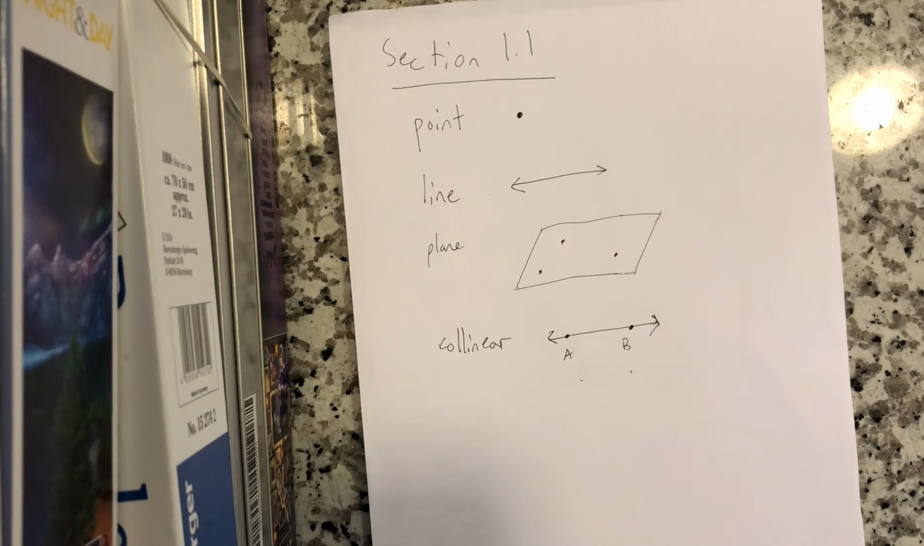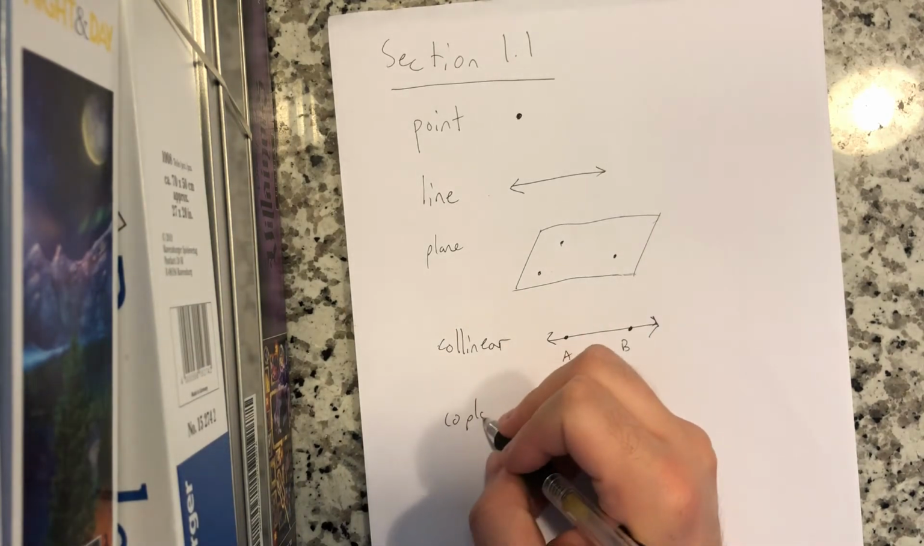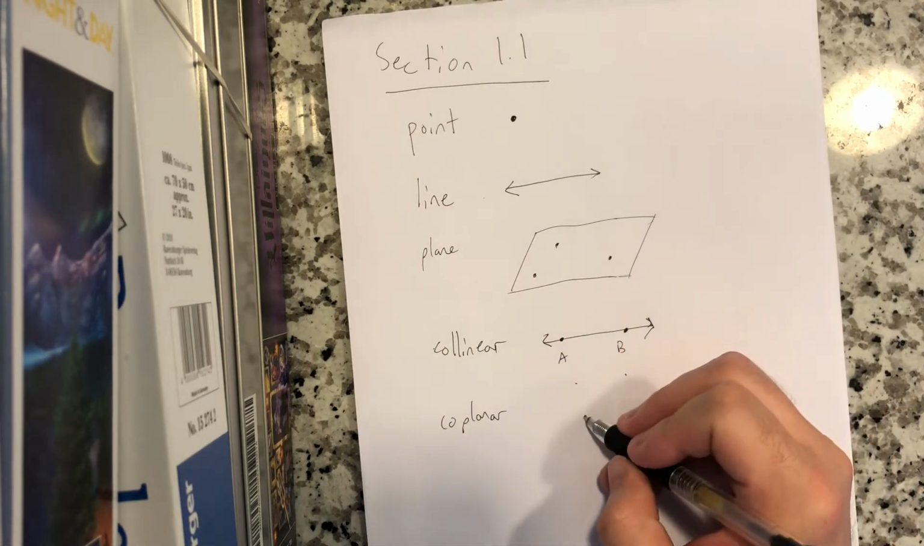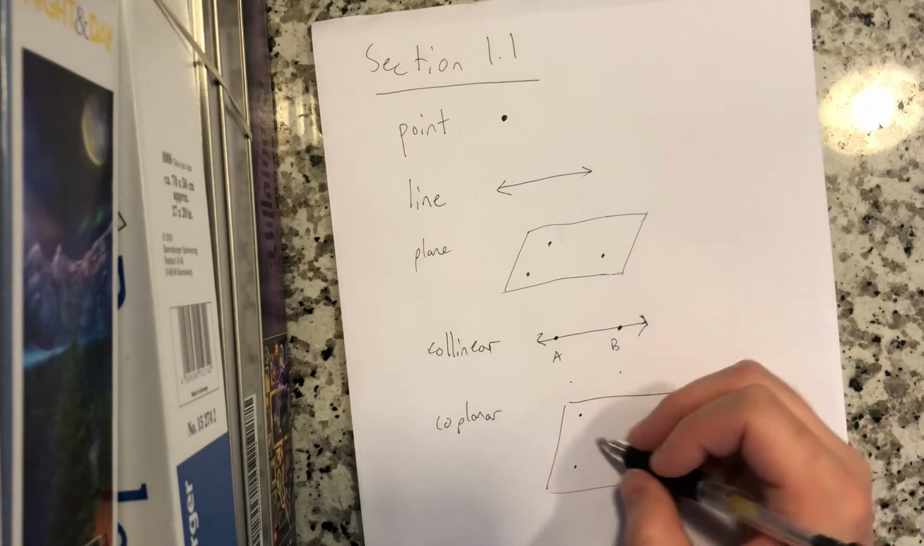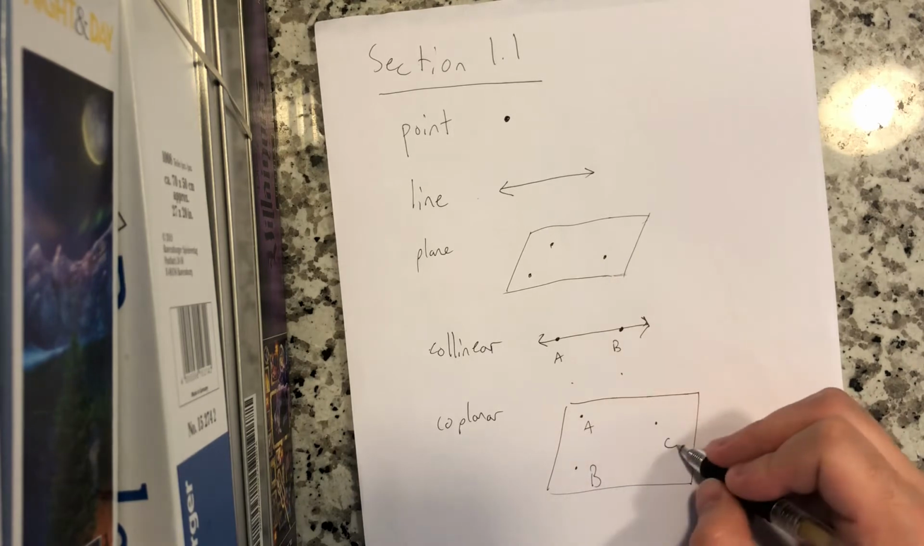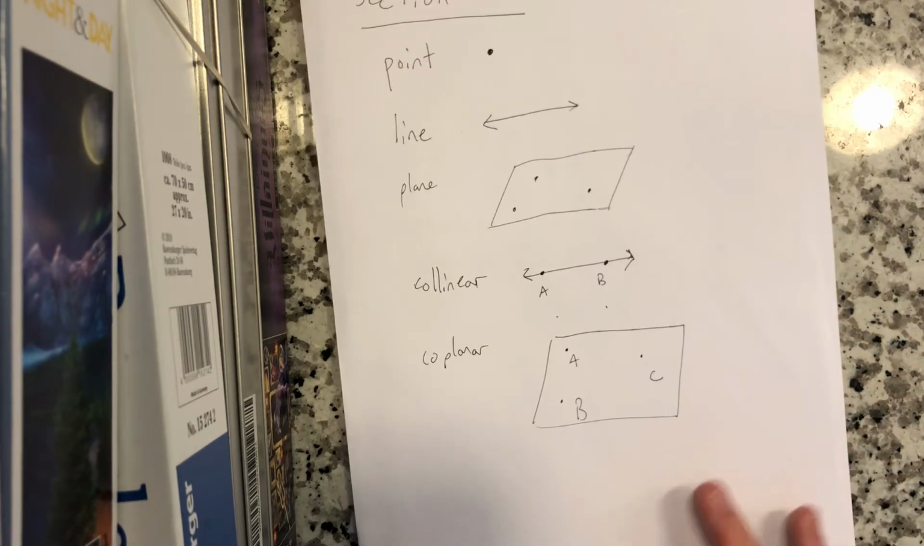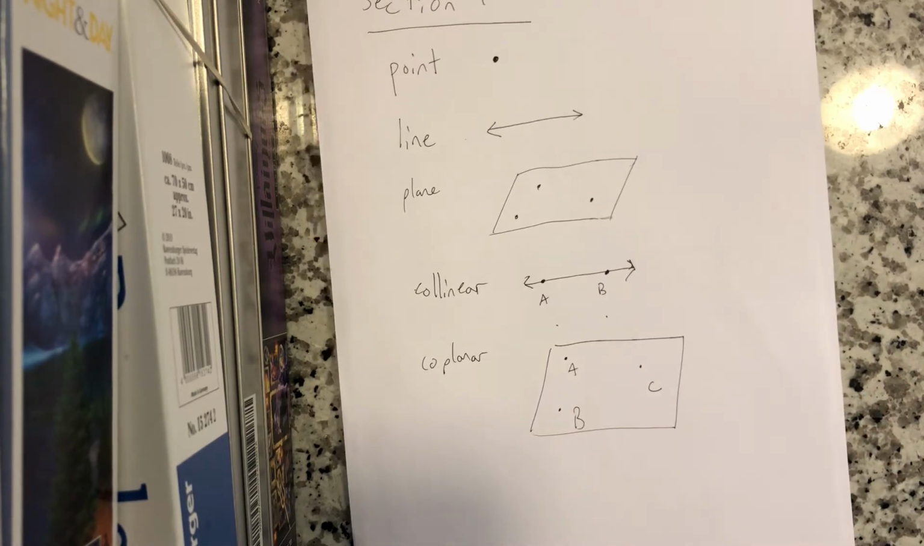All right, the next term we need to talk about is called coplanar. Let's say we've got, again, a plane. We've got point A, point B, and point C. We would say A, B, and C are coplanar points.